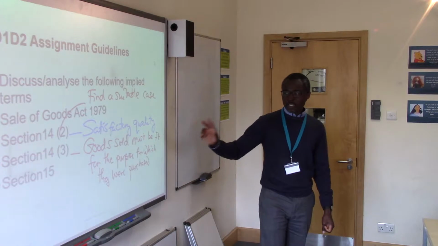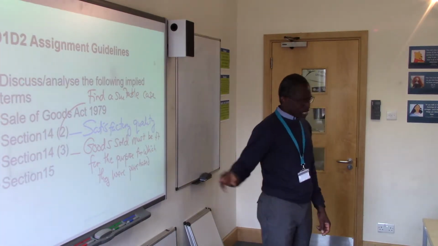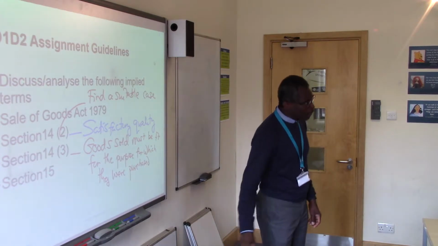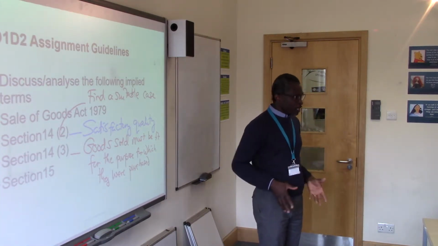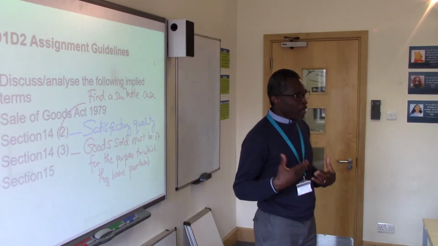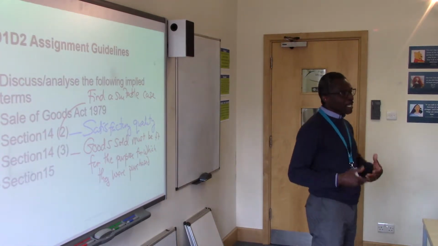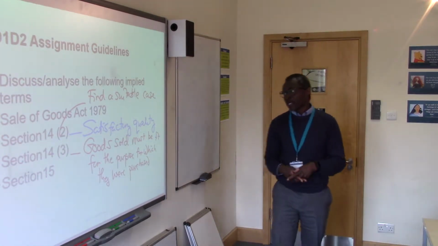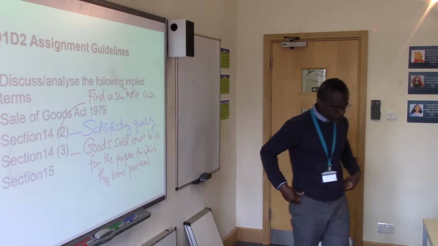Section 14.2 and Section 14.3, as I've said before, go together. The difference is that in Section 14.3, you've had a conversation with the seller. You said to the seller, I need a pair of trainers for walking, I need a pair of trainers for running, I need a pair of trainers for hiking or whatever. So you've clearly explained to the seller what you need the items for.